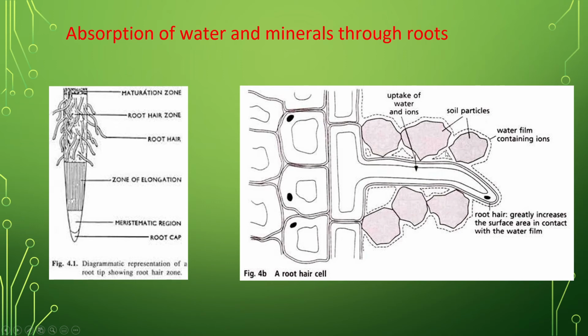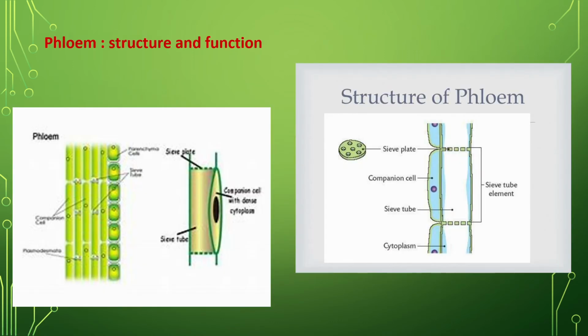A large amount of water is absorbed, but only 1 to 2% is used in photosynthesis, and the rest of the water is lost through transpiration as water vapor in the air.